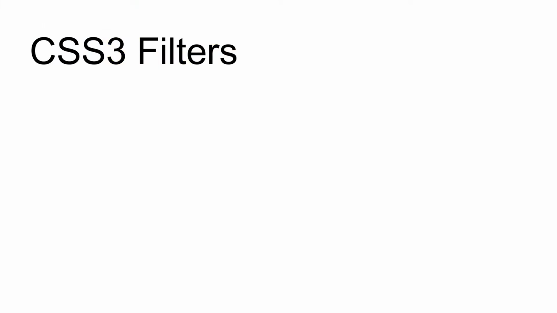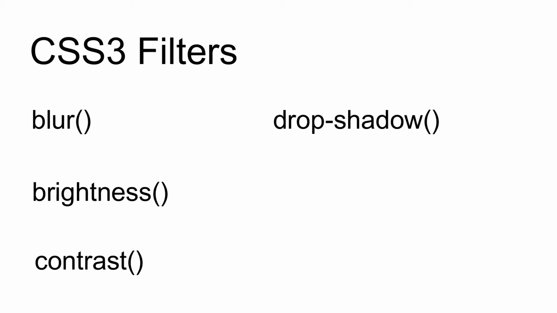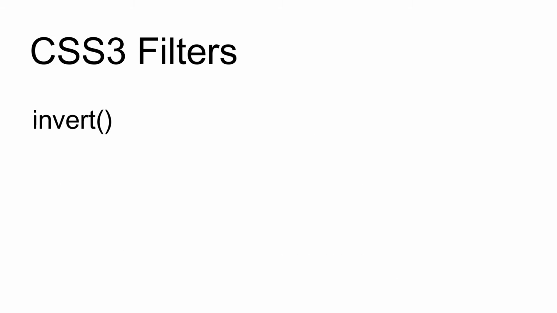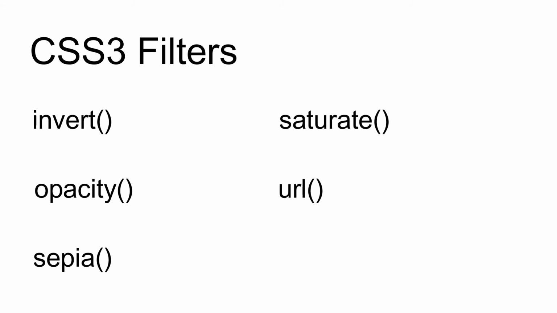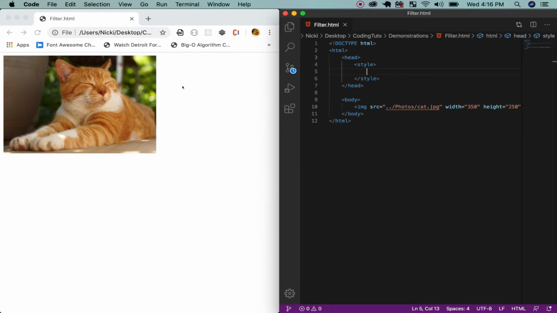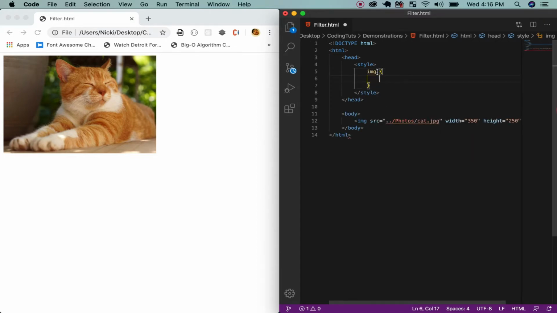In this lesson, I will be showing you how to use the CSS3 filter property by using these values: blur, brightness, contrast, drop shadow, grayscale, hue rotate, invert, opacity, sepia, saturate, and URL. Here I have an image of a cat. So to add the filter, I'm going to first target the image.